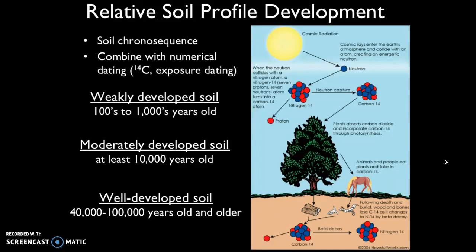And I'm going to try to explain that to you as best as I can. So basically, as you're seeing in the diagram, the first thing that you have is nitrogen-14 in the atmosphere.